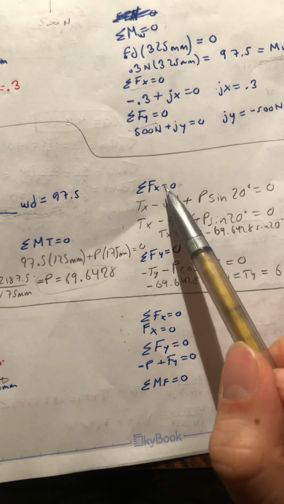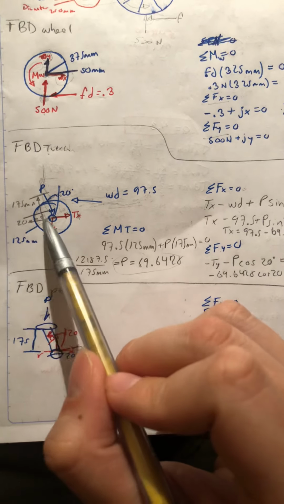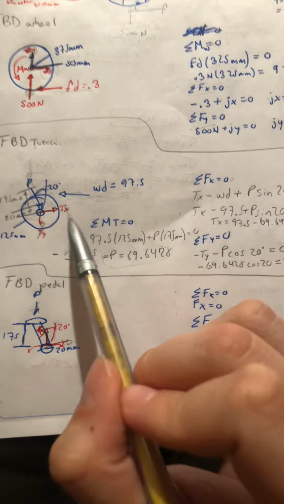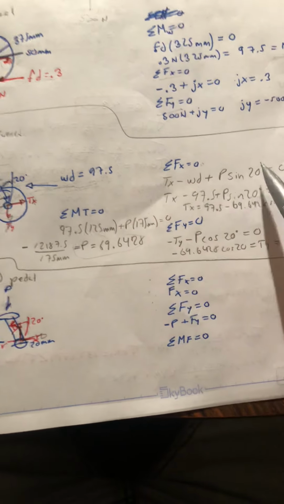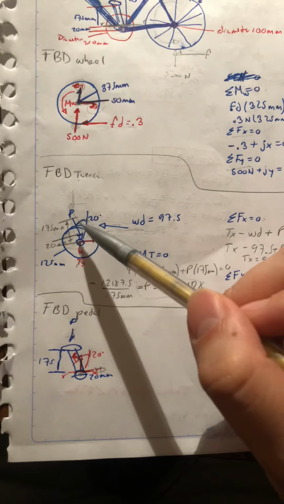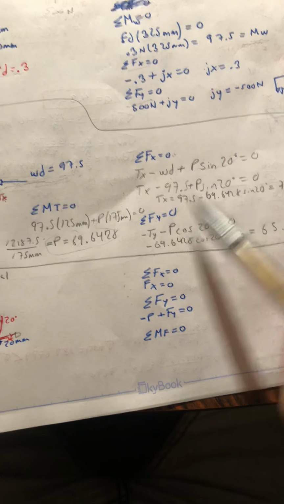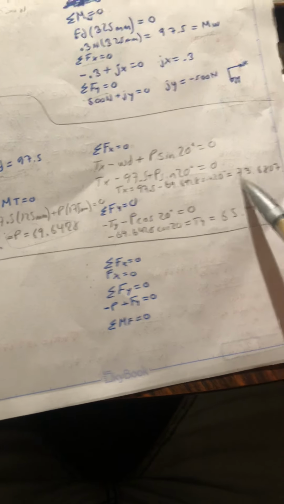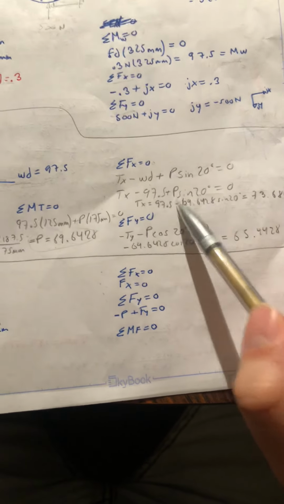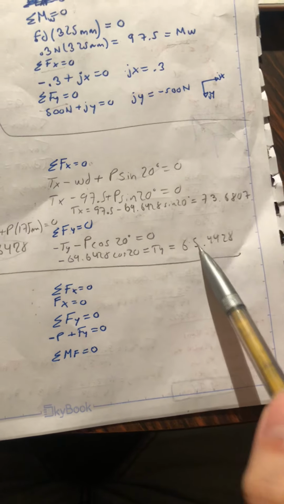Then we go to the sum of forces in X, in which we have the force given by the back wheel, and here the force P of the pedal has an angle of 20 degrees because it is exerted like that. So after we have P, we take it here and it is giving the X force. In the sum of forces in Y, we do exactly the same and we get the force in Y.